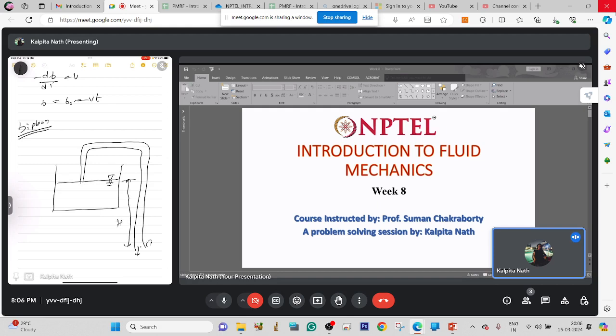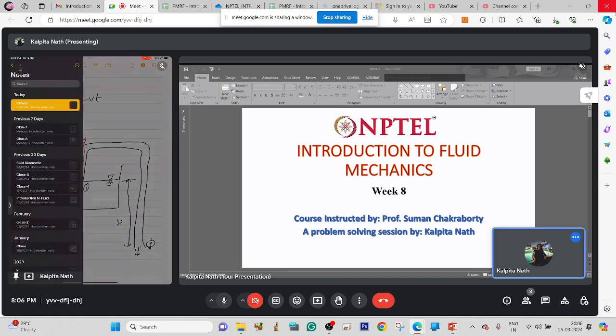Let's suppose this is point 1, and this is point 2. Now let us consider a streamline between these two points, like this is a streamline between these two points.